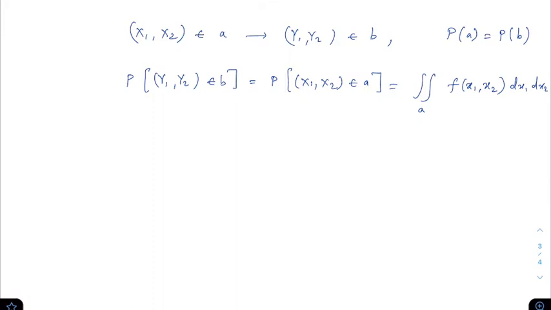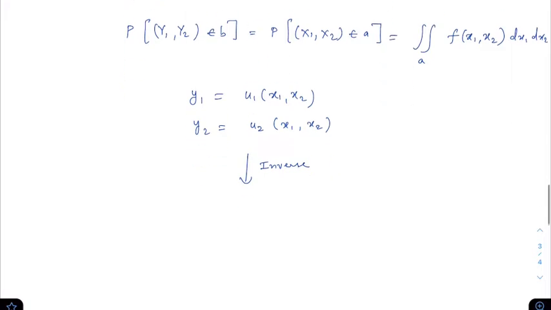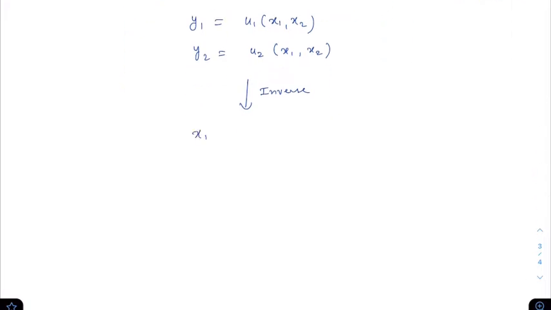Now let's say the transformation is given like this. So y1 is one function of x1, x2, and y2 is another function of x1, x2. If the transformation is one to one, then a unique inverse exists. And we can express x1 and x2 as functions of y1 and y2. We also assume that all derivatives of these functions exist.